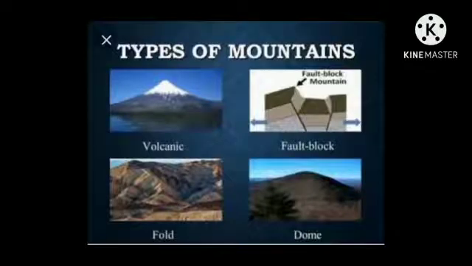There are four types of mountains. These are fold mountains, block mountains, volcanic mountains, and dome mountains. Let's start with fold mountains. The Himalayan mountains and the Alps are young fold mountains with rugged relief and high conical peaks.